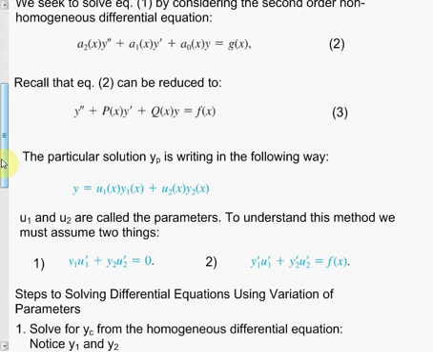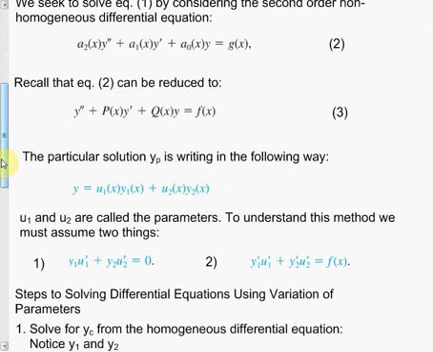Here's the injection. The particular solution, y sub p, is written in this way. Now that's different than how we wrote y sub p before, right? This y sub p is written in this fashion for the method of variation of parameters. It will still give us the y sub p that we knew from before. Here he's introducing some parameters. It's called the method of variation of parameters. What are the parameters? u sub 1 and u sub 2.